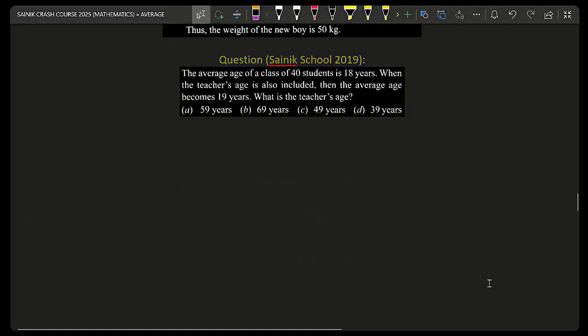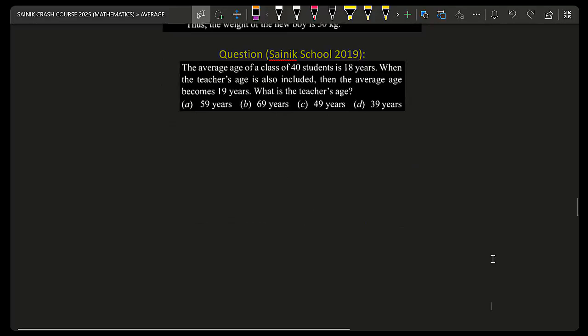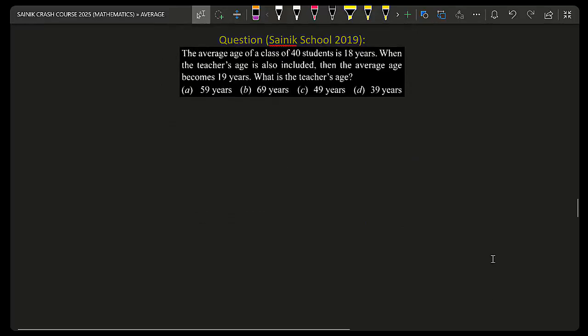Next, in the 2019 exam we got one more question on average. The average age of a class of 40 students is 18 years. When the teacher's age is also included, then the average age becomes 19 years. What is the teacher's age? Very simple question. Who will answer this? Only 2 students are raising hand. Harshvardhan, Amshuman. What about the remaining? Simple question.